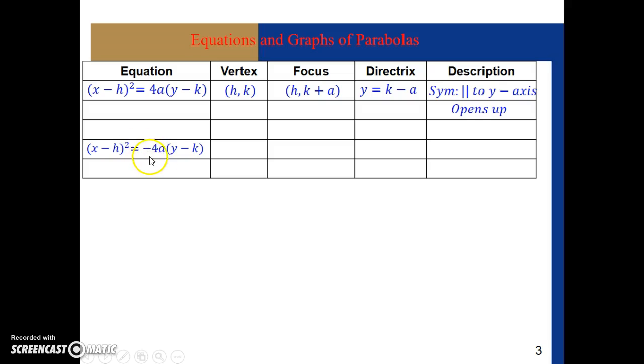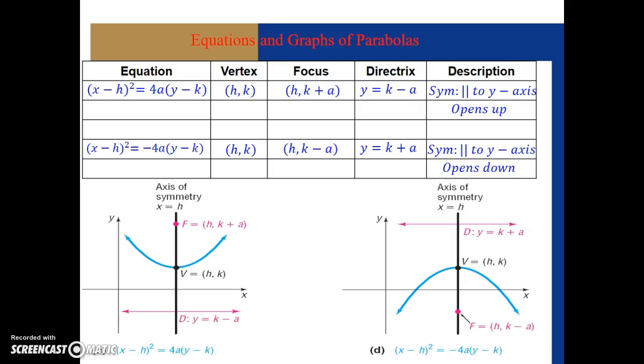Here's what it looks like for a parabola to open down. That negative sign means we're going to open down. Vertex is still at (h, k). Focus is at (h, k minus a). The directrix is the line y equals k plus a, and the line of symmetry is parallel to the y-axis. It's a vertical line, and this is, again, a parabola that opens down.